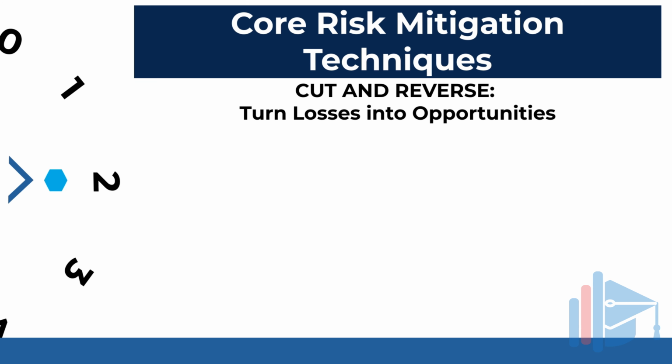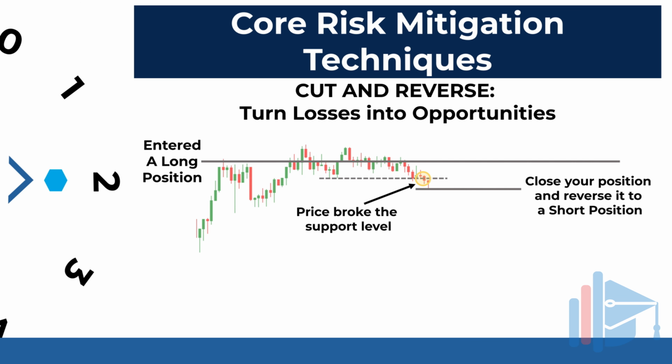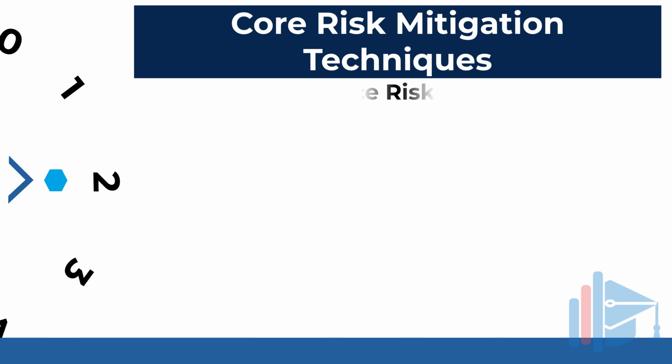Sometimes, the market proves you wrong, but that doesn't mean you can't adapt. Cutting your losses and reversing your position can be a powerful tool when the conditions are right. For example, if your initial trade was long, but the market breaks through key support levels, a well-timed reversal to a short position could capitalize on the emerging trend. This technique requires a strong rationale and clear confirmation signals. It's not about guessing, but about adapting to what the market is telling you.